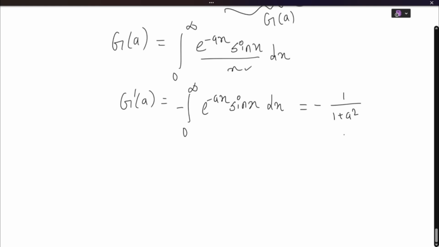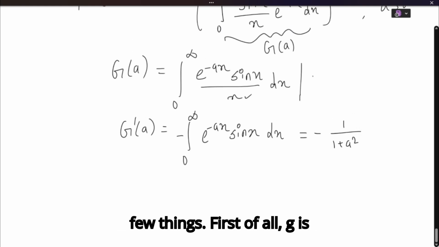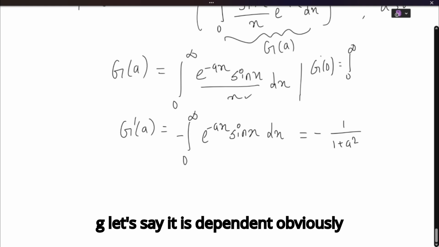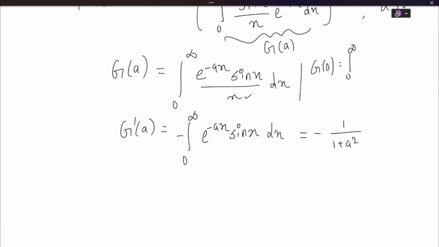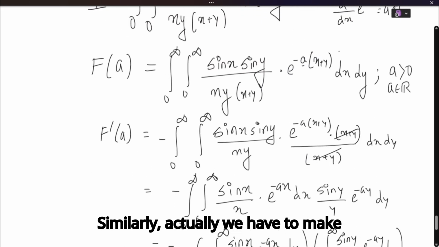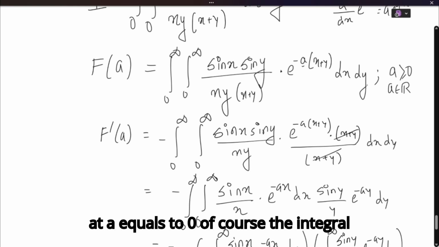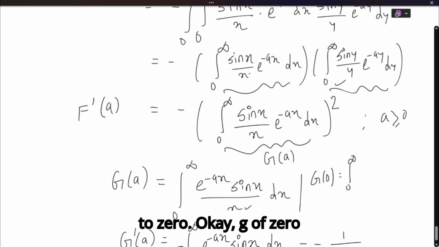Now from g prime a, we will deduce a few things. First of all, g of 0 is simply the integral 0 to infinity. Obviously, this function is defined at a equals to 0, so we can let that happen. Actually, we have to make this a greater than or equal to 0, because at a equals to 0, of course, the integral is defined. So a greater than or equal to 0.